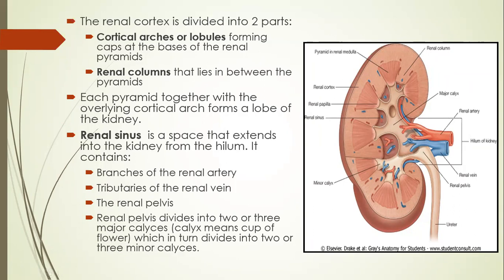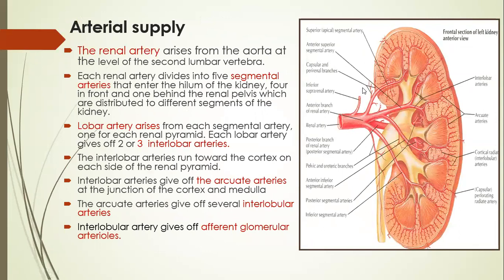The renal pelvis divides into two or three major calyces. So this is the renal pelvis, and this divides into two or three major calyces. This is called a major calyx. Single is calyx, plural is calyces. So two to three. Then each major calyx in turn divides into two or three minor calyces. And within each minor calyx, two to three renal papillae will open. So this is how it is formed.